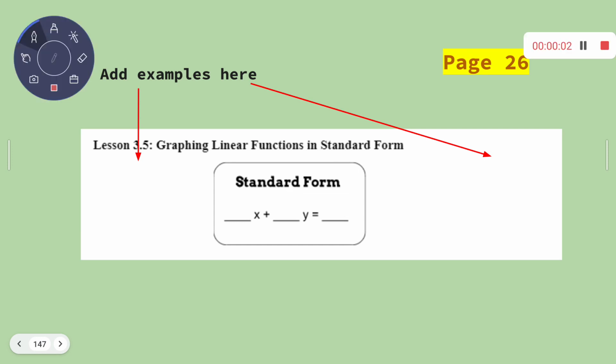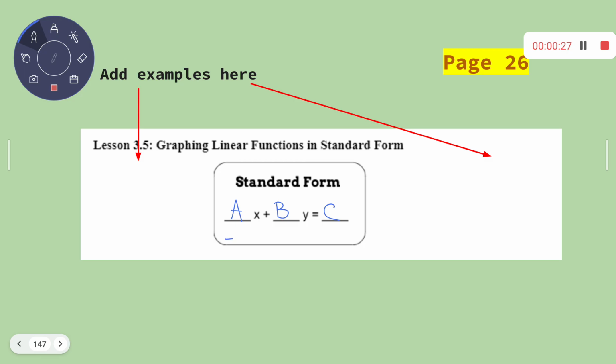Okay, today's lesson is going to be a continuation of what we did last week when we explored the x and y intercepts. We're going to look at graphing lines when they are in what we call standard form. So if you're in standard form, we call this ax plus by equals c. Now these a, b's, and c's will be numbers.